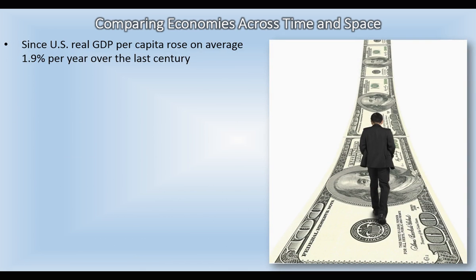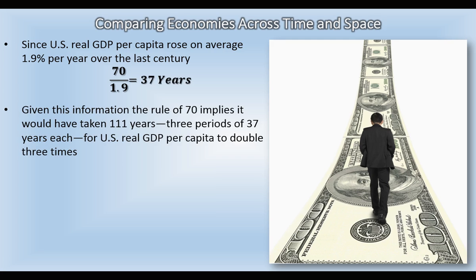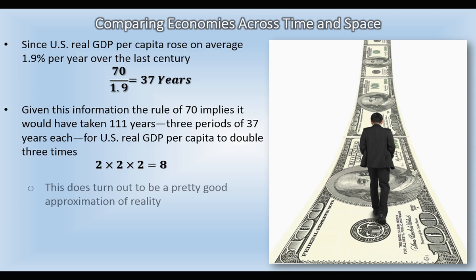All right, since U.S. real GDP per capita rose on average 1.9% per year over the last century, if we divide 70 by 1.9%, it tells us that it took real GDP 37 years to double. So given the information that the rule of 70 implies, it would have taken 111 years, 3 periods of 37 years each, for U.S. real GDP per capita to double 3 times. So just 2 times 2 times 2 tells us that for it to increase eightfold, it would be 111 years, just based on the rule of 70.